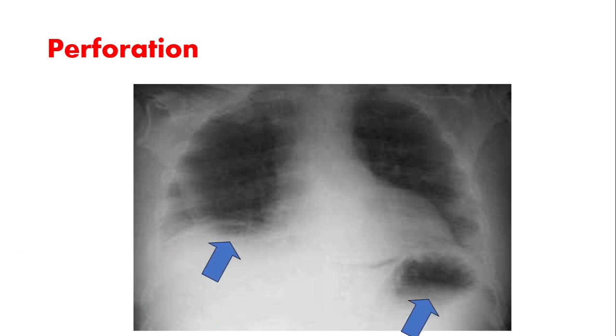Perforation: air under the diaphragm. Air under the diaphragm is an X-ray feature of perforated peptic ulceration. There will be air under the diaphragm. This is the typical sign of perforated peptic ulcer.